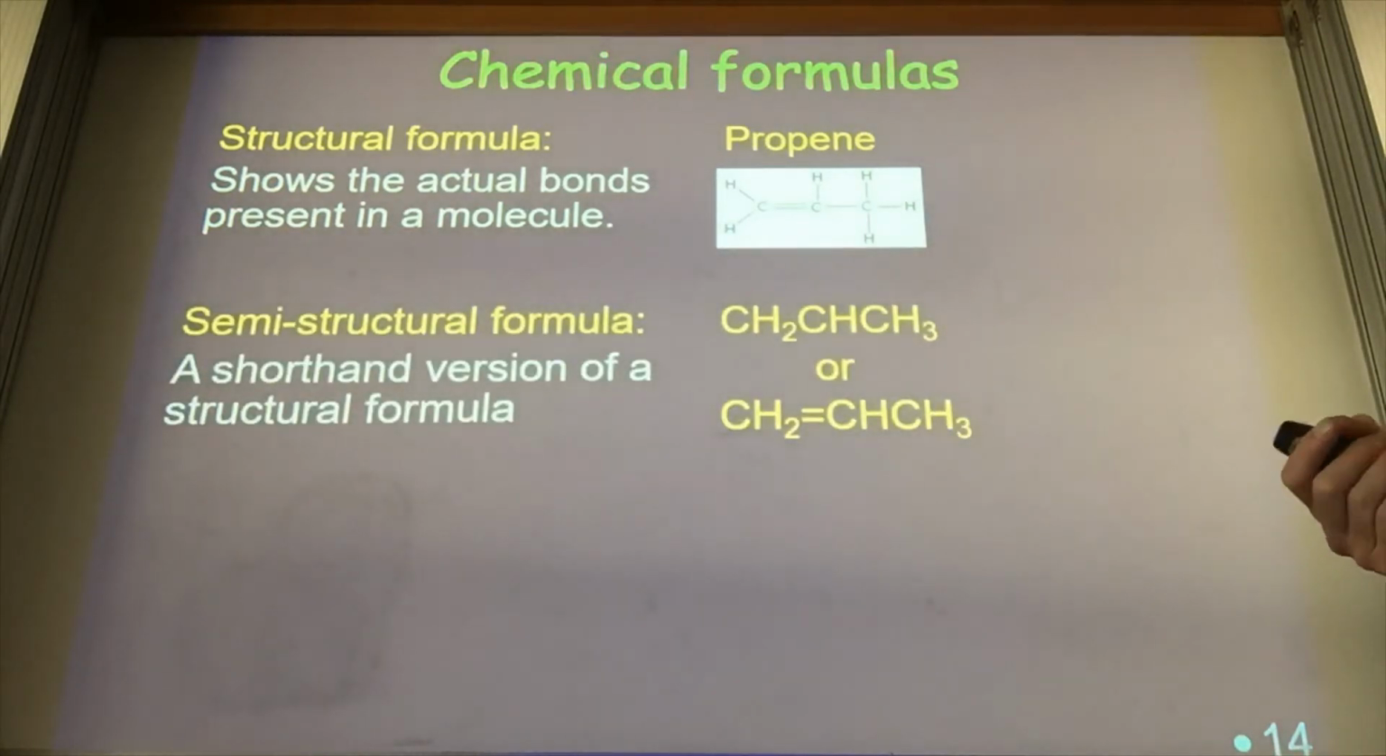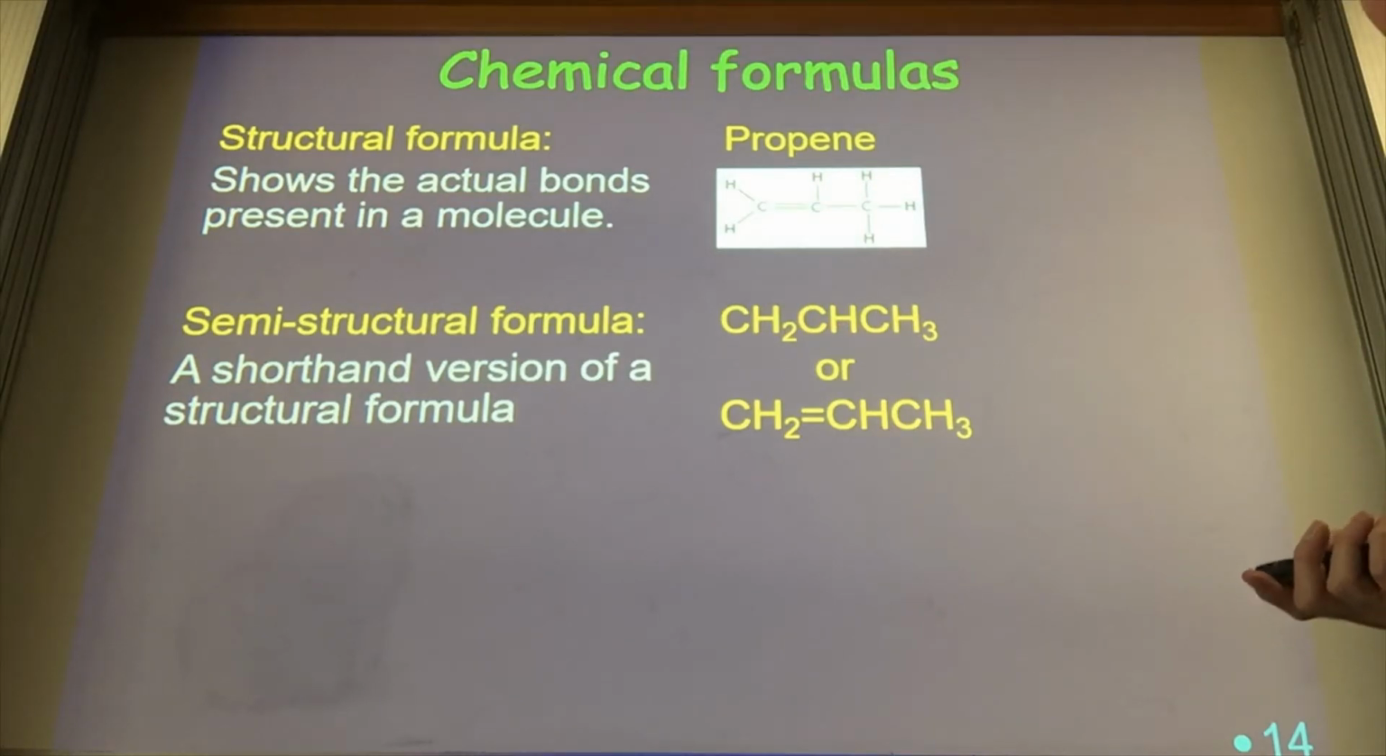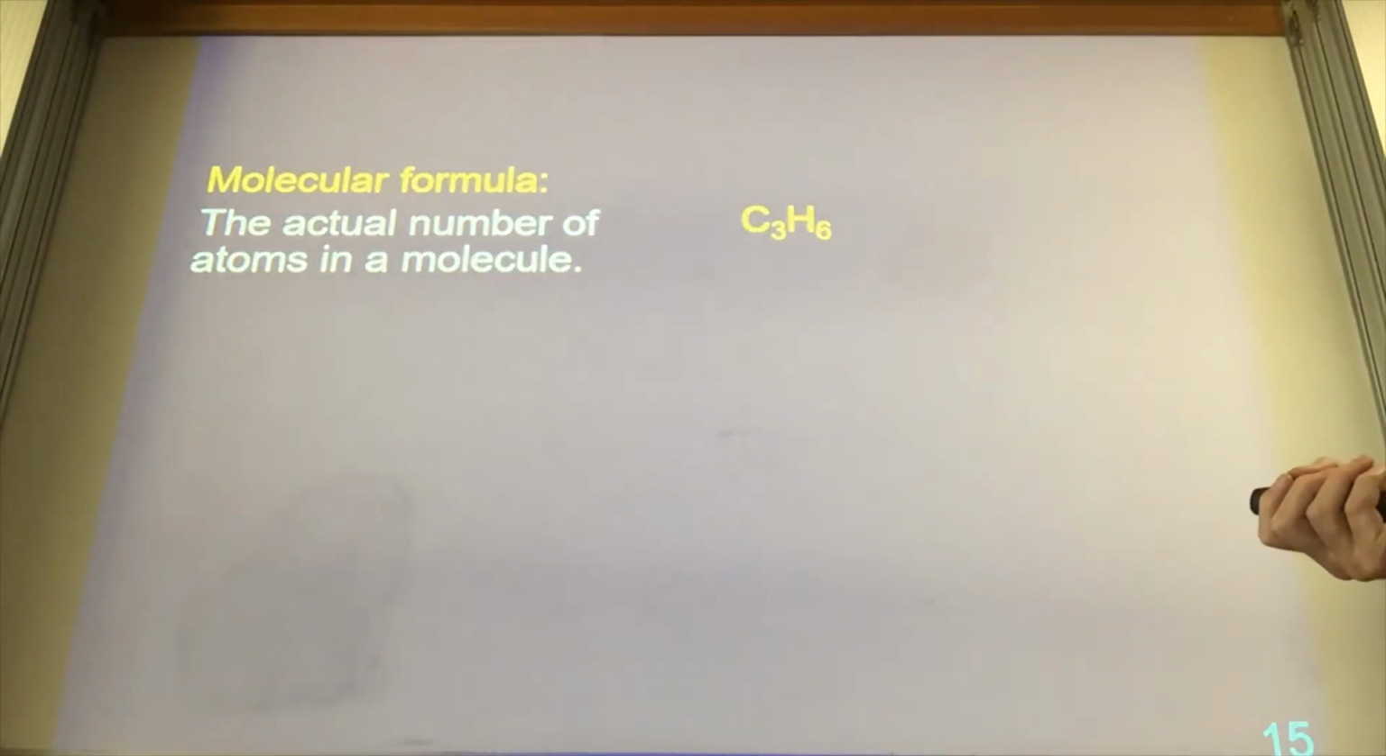Now we can simplify that down to a semi-structural formula, basically a line of text, which has all that information in a distilled form. That's formally the semi-structural formula, correct semi-structural formula. I don't mind putting the double bonds in like that just to make it obvious where the double bonds are without having to count the hydrogens and think about it. That's a semi-structural formula. Now we can reduce it to a molecular formula, which is just the total number of each of the atoms in the molecule. So propene has 3 carbons and 6 hydrogens.